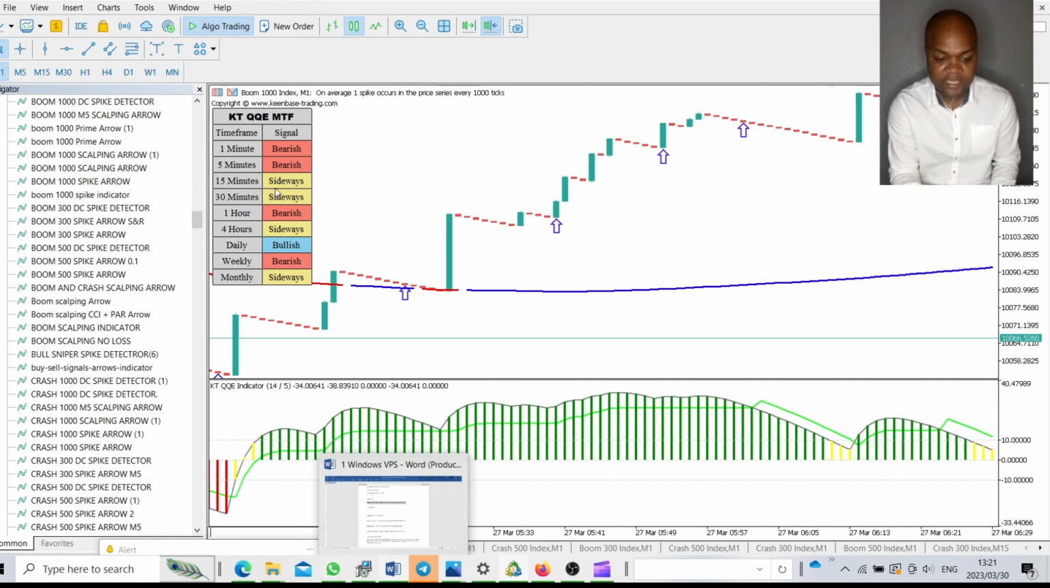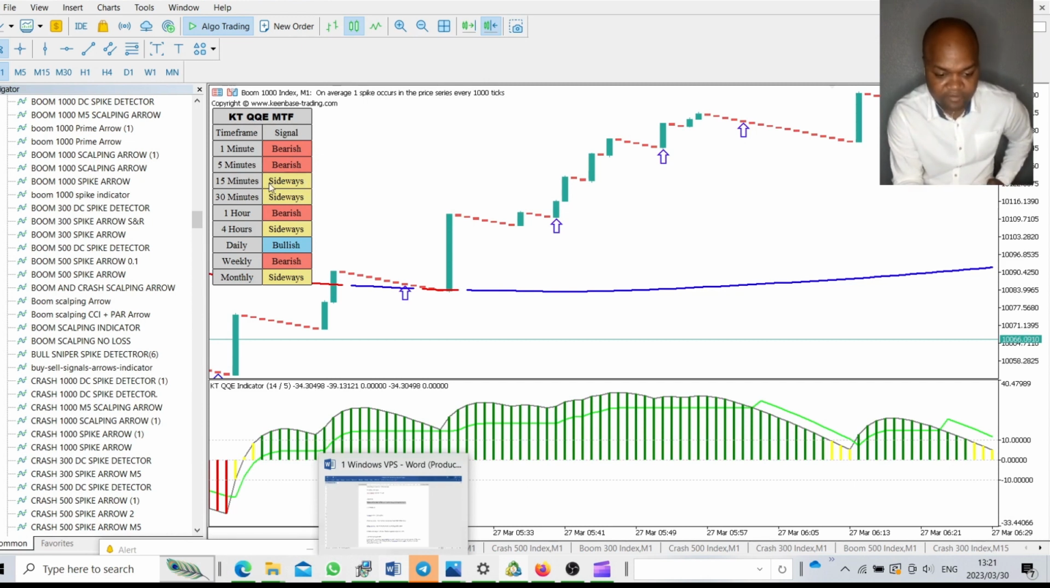When you're dealing with a trend which is bearish, if you check on your QQE and you see that on the 1 minute, on the 5 minutes, 15 minutes, 1 hour, it's bearish, most of the trends that are prevailing in different time frames are bearish. They are against what you're trying to do. No matter how good the system might be, you still lose. So I'm gonna share with you guys how best you can make use of the DC spike detector.